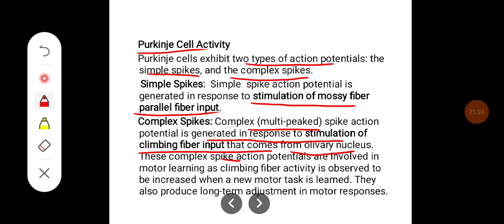These complex spike action potentials are involved in motor learning, as climbing fiber activity is observed to be increased when a new motor task is learned. They also produce long-term adjustment in motor responses.